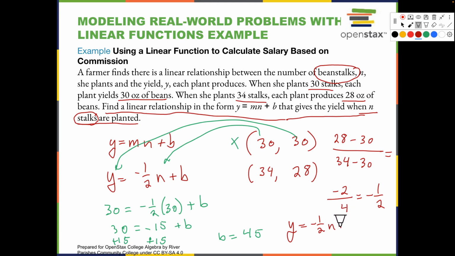Which is totally meaningless, right? Because this is saying if you don't plant any beanstalks, then they'll get 45 ounces worth of production. But how can you produce anything if you... Yeah, some of these are contrived equations to torment math students.